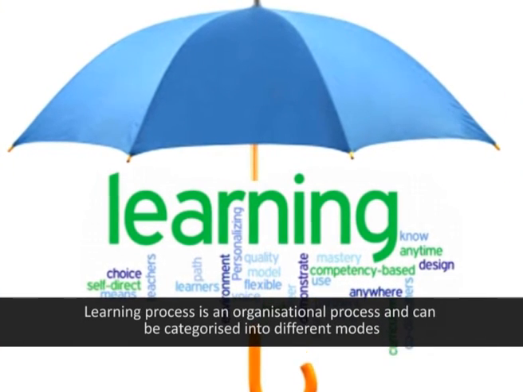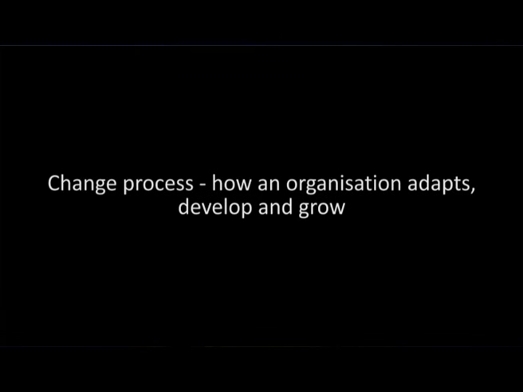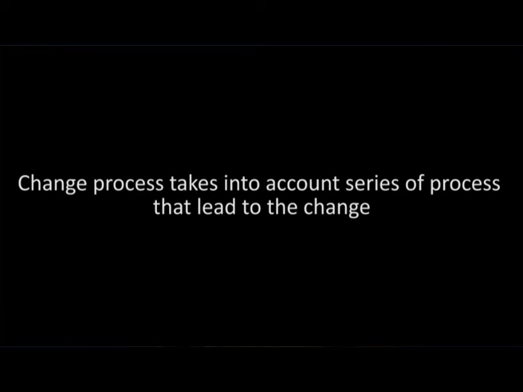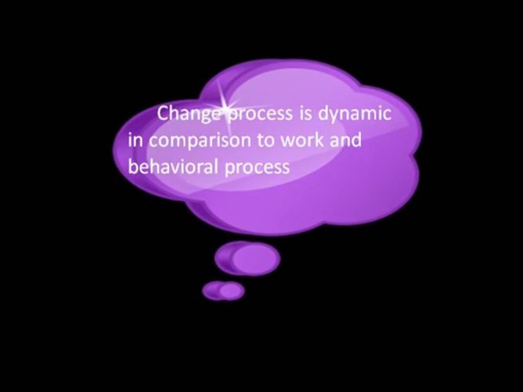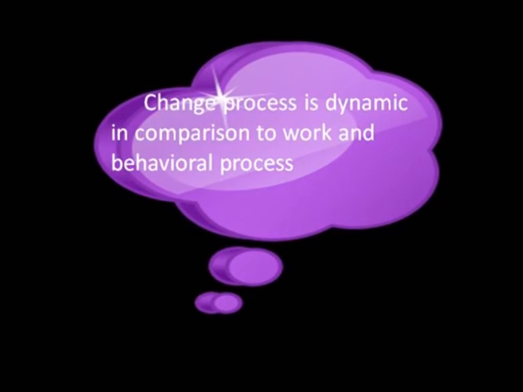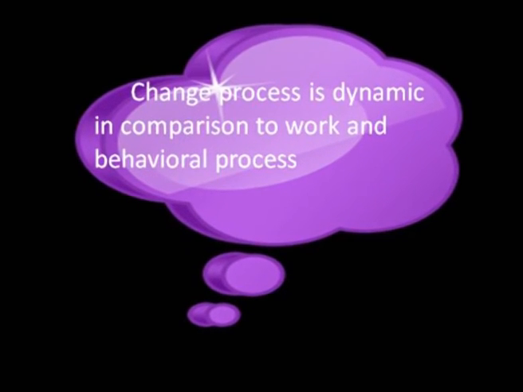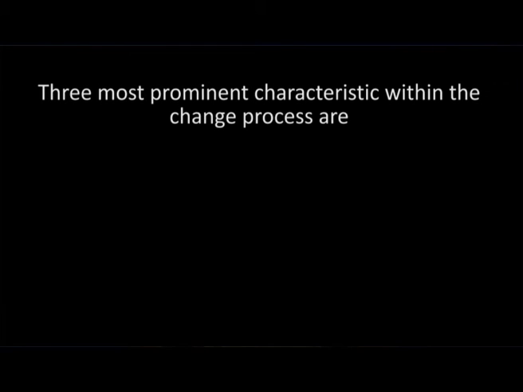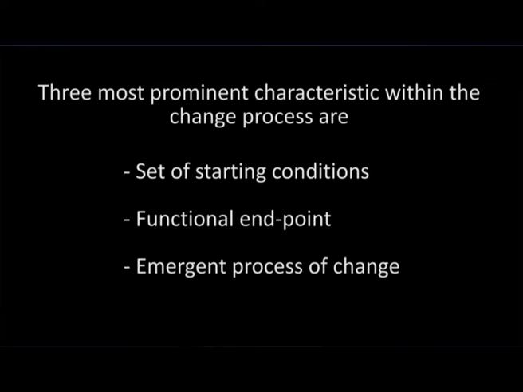Change process. The change process explains how an organization adapts, develops, and grows. It takes into account a series of processes that lead to the change. The change process is highly dynamic in comparison to the work and behavioral processes, which were static in nature. We can find three most prominent characteristics within the change process. These are a set of starting conditions, a functional endpoint, and an emergent process of change.